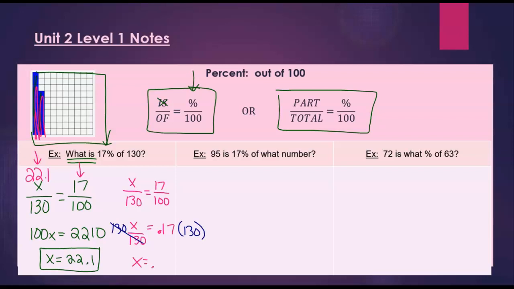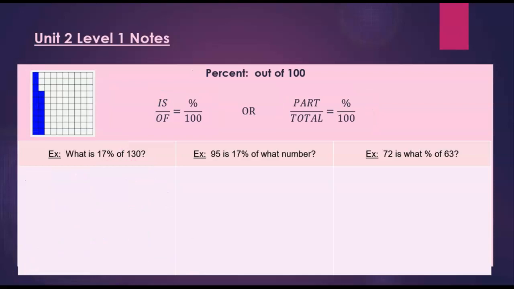So if you did 0.17 times 130, that's finding 17% out of 130. And that's kind of here: 17%, well, 17 divided by 100, percent means out of 100. So this is 0.17, and "of" means multiply in math, so times 130. Another way of thinking about that question.